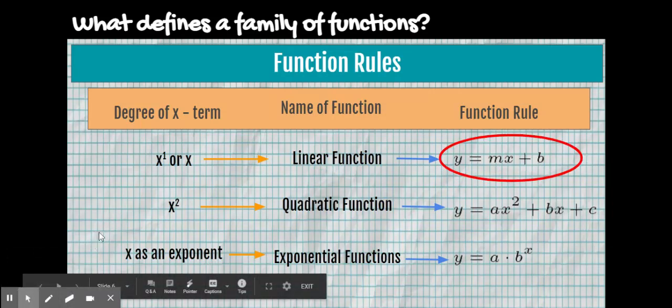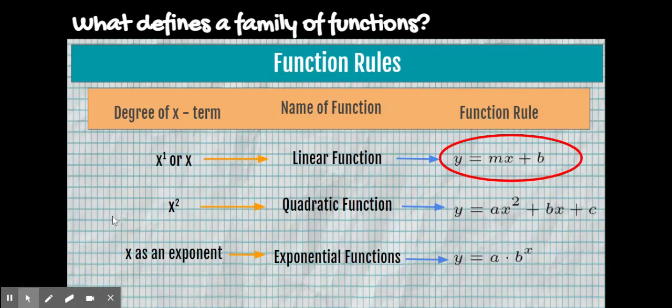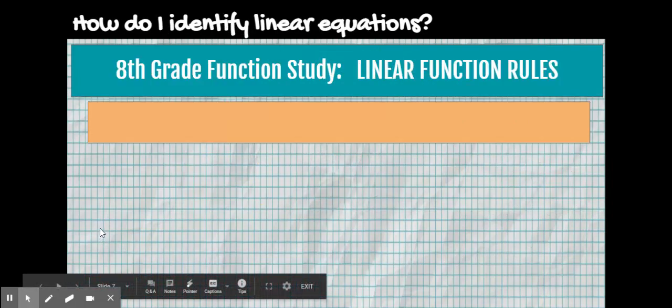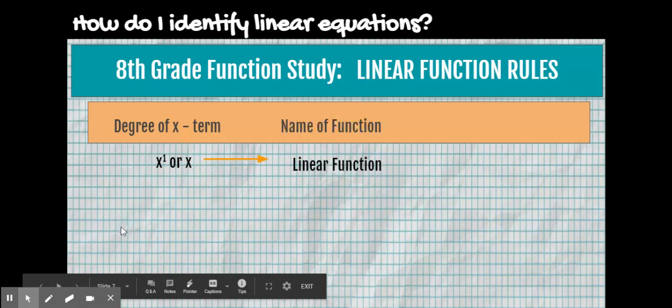So let's look at our function rule y = mx + b. So we're looking for all of the rules that fit into that format. So let's look at some examples here. Remember, the degree that you need is x to the first if the variable is showing its exponent, or just x when it's not showing. Those are all members of the linear function family, and those all come in the format y = mx + b. So those are the ones we are looking for.